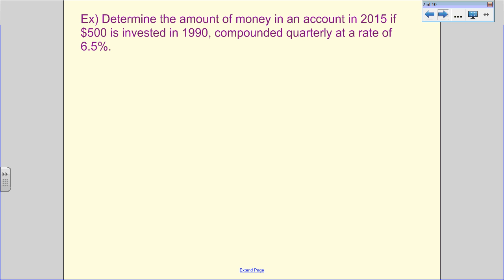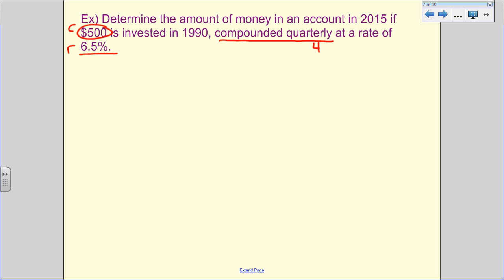So there's a couple of things that are really important here. I have my C value of 500. I have my rate of 6.5, which we're going to turn into a decimal. I have my N value of quarterly. How much is quarterly going to be? 4.